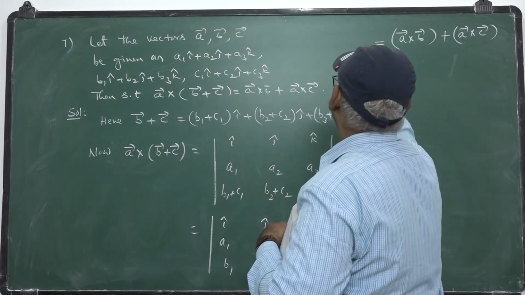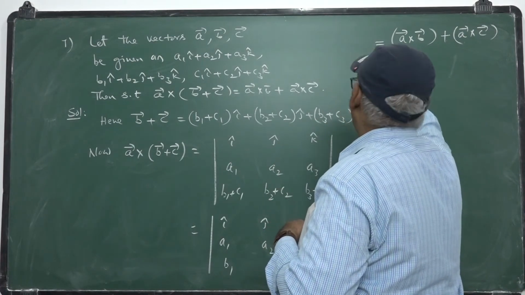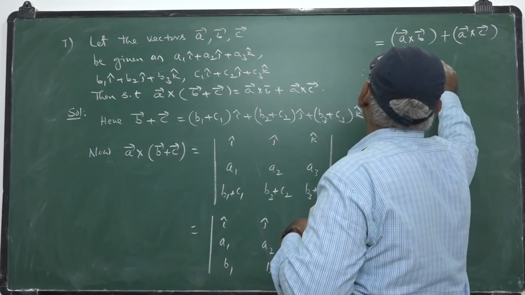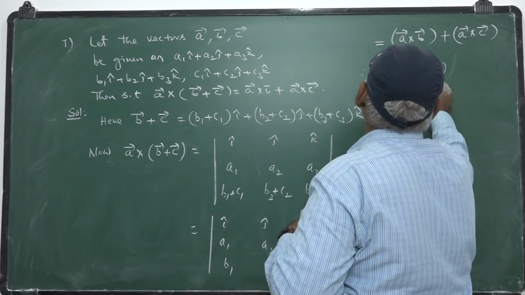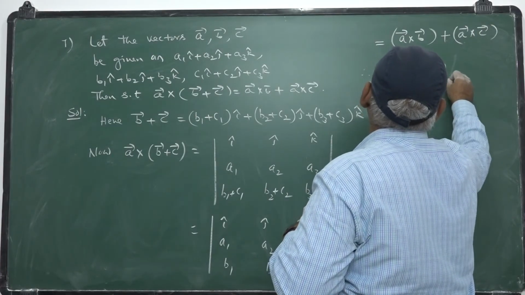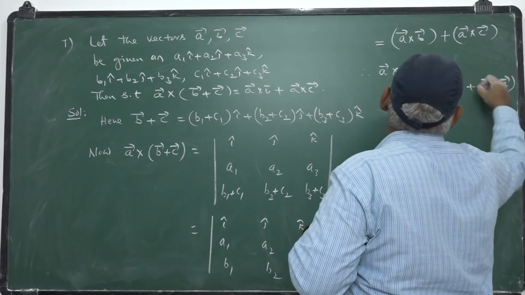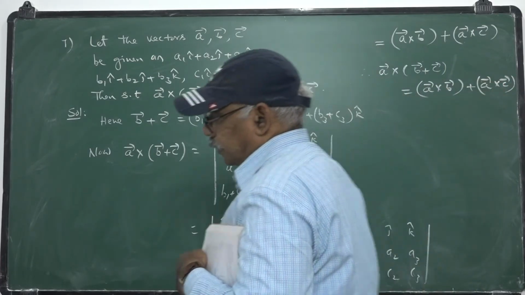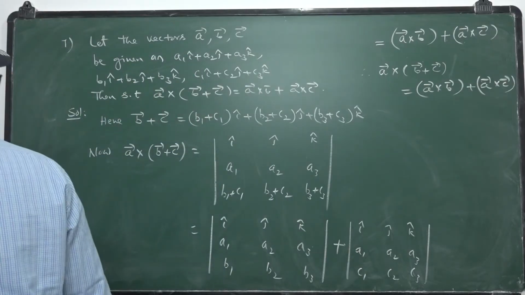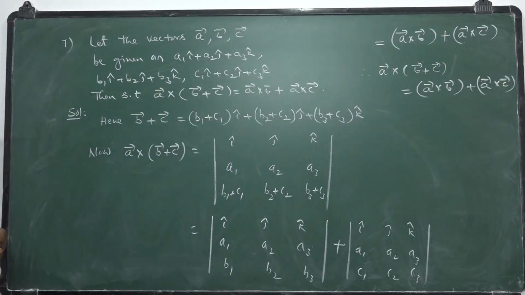Therefore, A bar cross B bar plus C bar is the same as A bar cross B bar plus A bar cross C bar. This is a very simple way of showing this result. By using determinant properties, you can straight away prove that the cross product follows distributivity with respect to vector addition.